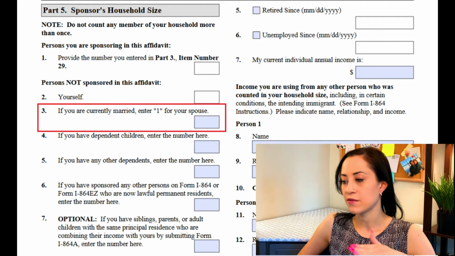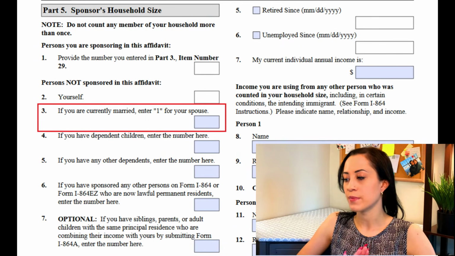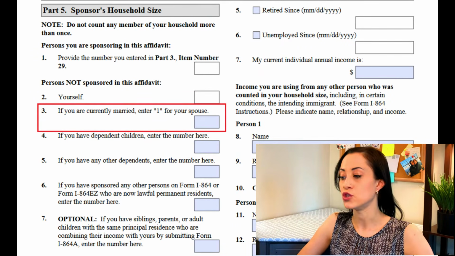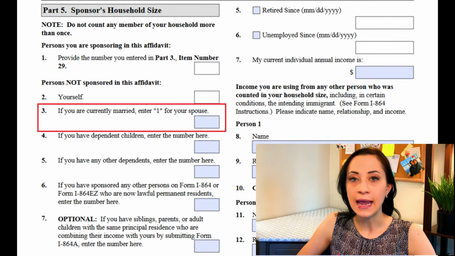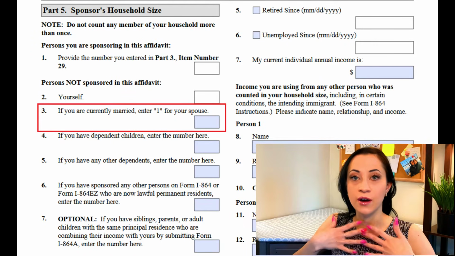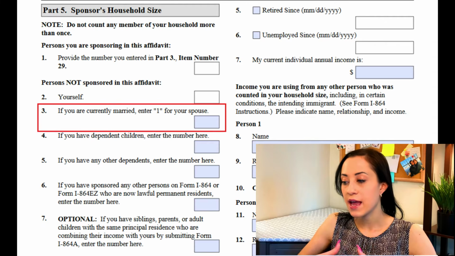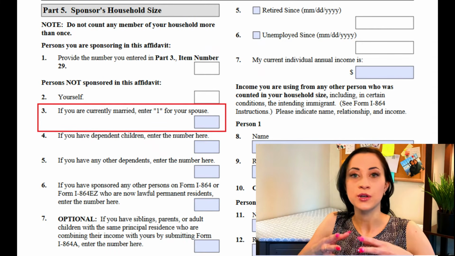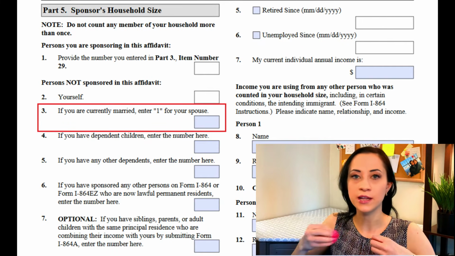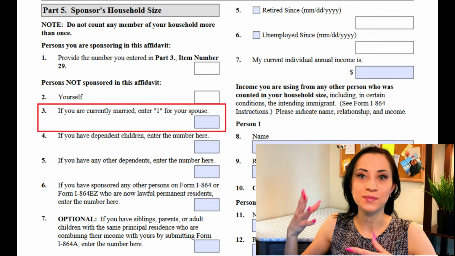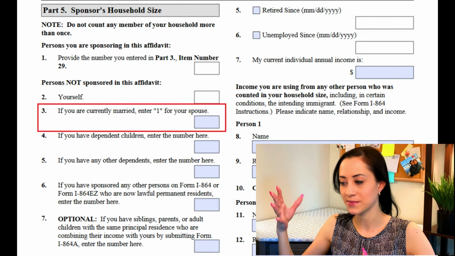This would apply, for example, if you are filing this form as a joint sponsor and you have a family of your own, then obviously you will put your spouse here because you're not the one married to the principal immigrant. Do you see what I'm saying?